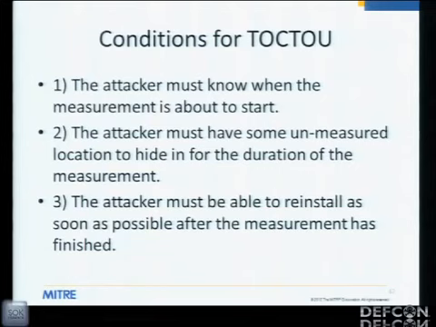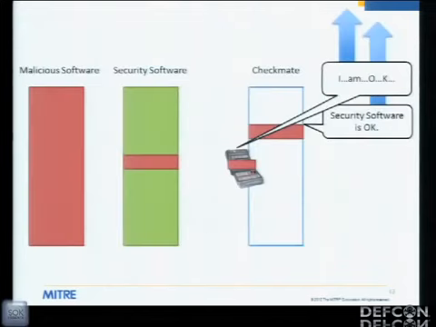Second, they have to be able to move themselves to some unmeasured location, or they have to remove their existing hooks for the duration of the measurement. So they basically have to clean things up so that at the time that you check it, it looks clean, and they have to be somewhere that's not measured. And the third thing is that they need to reinstall as fast as possible after the check is done, because if they don't reinstall right when you're done measuring, then the system is running for some period of time where they're not in control. That leaves them vulnerable to other regular detection mechanisms.